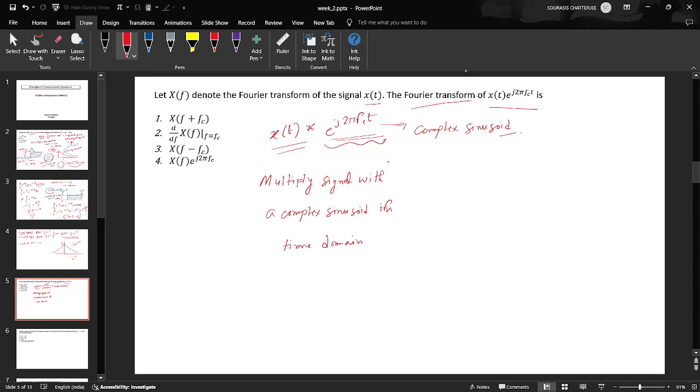So when you multiply a signal with a complex sinusoid in time domain, what do you expect will happen in frequency domain? So x(t) is the time domain representation, X(f) is its Fourier transform representation. So far so good. Now you multiply x(t) with a complex sinusoid in time domain. So what change you really expect to happen in frequency domain? What will happen to the spectrum of the signal x(t)?